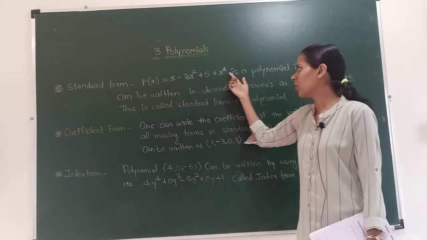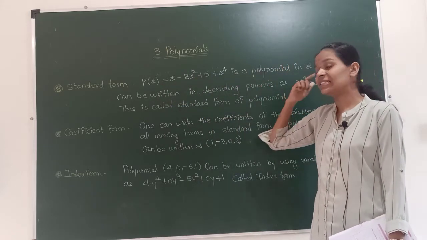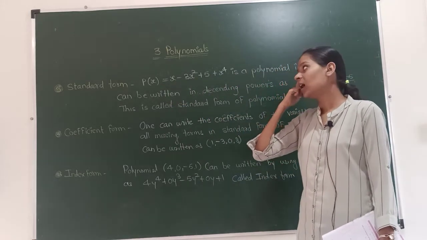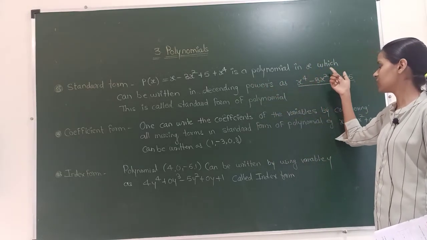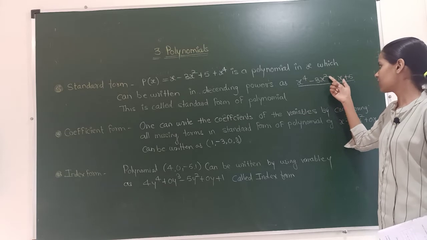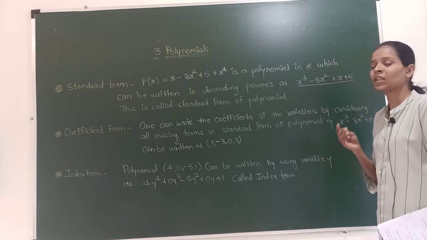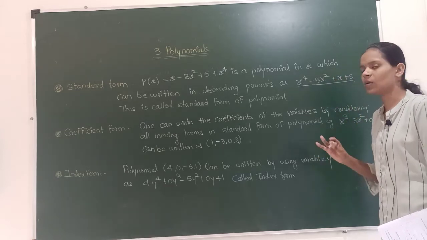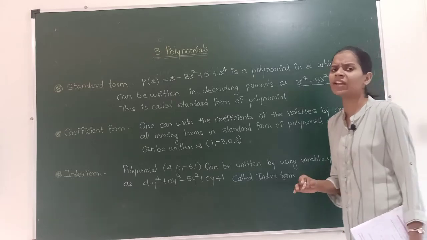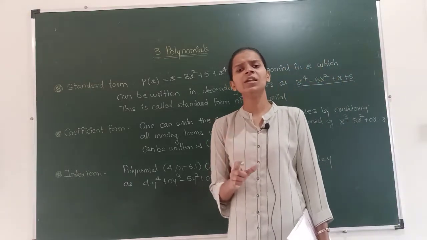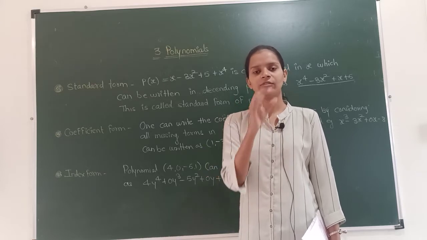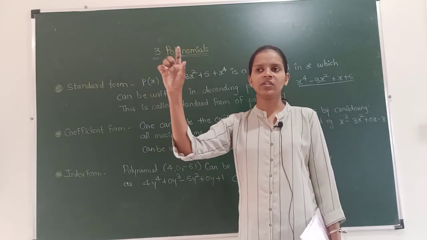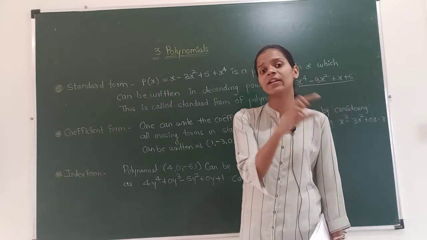This is a polynomial in x which can be written in the descending powers as x raised to 4 minus 3x raised to 2 plus x and plus 5, and this is called the standard form of the polynomial. Simply you can write the standard form of any polynomial. If they have given you any polynomial, you have to just check the powers and write them in descending order.